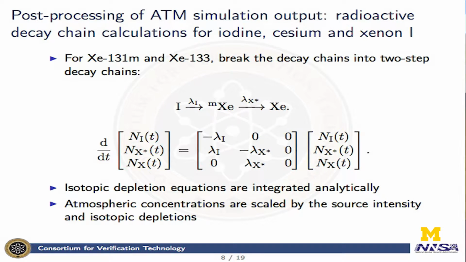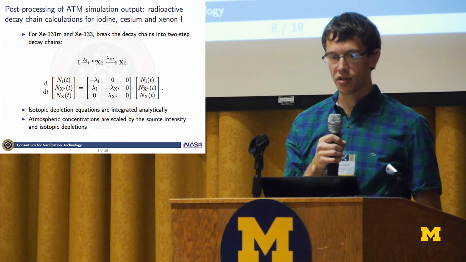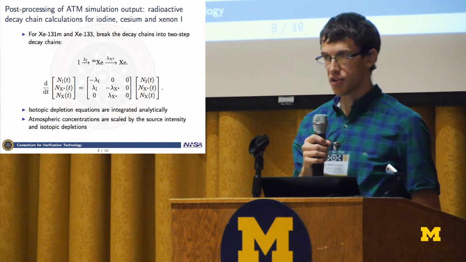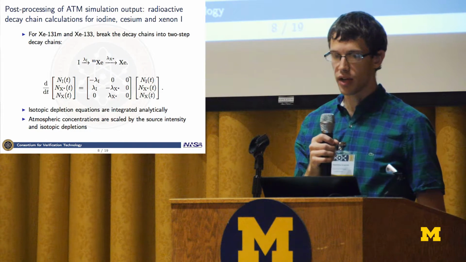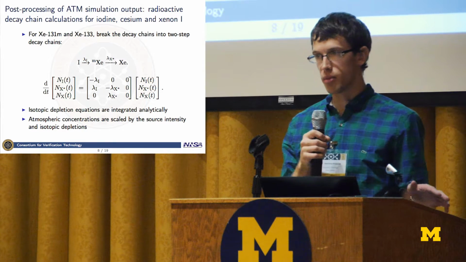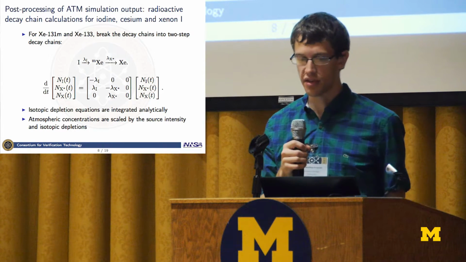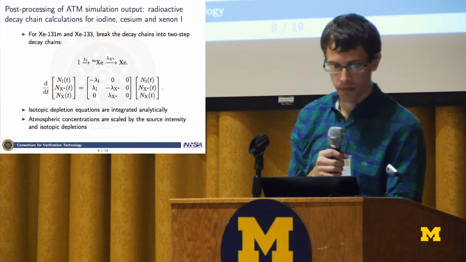So for those chains, we can break them down very easily into a two-step decay chain process, and this can be modeled with a simple set of differential equations that are linear and without branching ratios, but that's a minor detail. And you can solve these by analytically integrating these depletion equations, and once you've done that, you can use the atmospheric transport model concentrations and then scale as a post-processing step based on these depletion calculations and based on a source intensity estimate. That way you decouple your atmospheric transport model from your radiological decay, and you can do that as a post-processing step to save computational complexity.